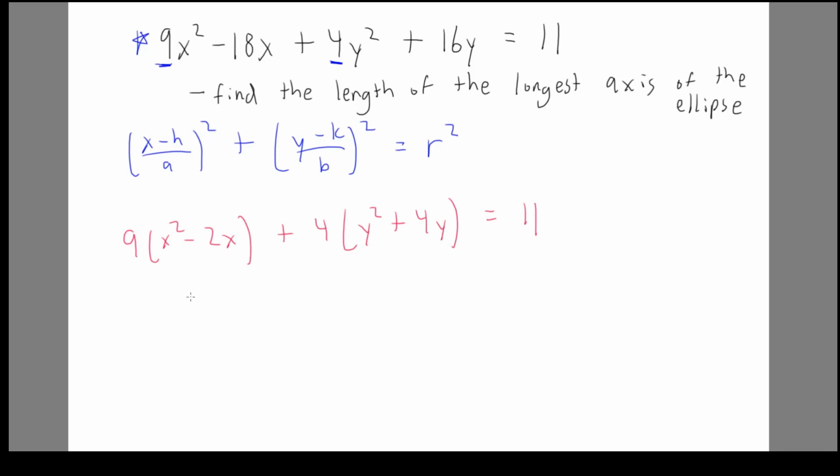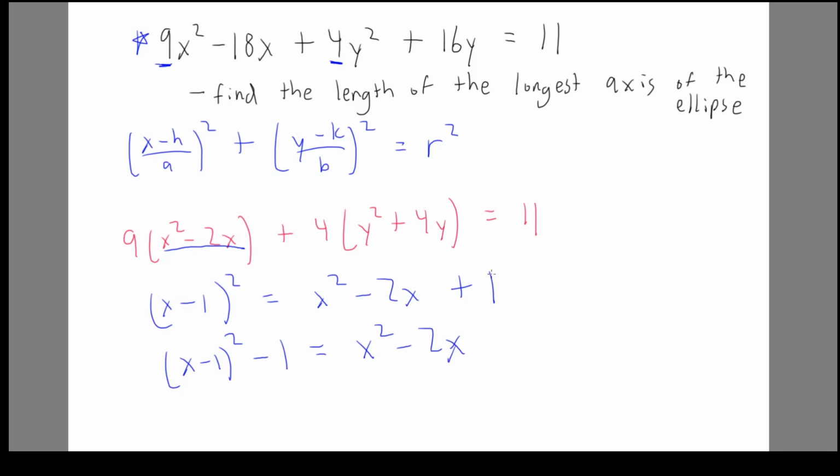Okay, so at this point, since we have x squared minus 2x, we know that we can complete the square to make that x minus 1 squared. So x minus 1 squared is the same thing as x squared minus 2x plus 1. But we have an x squared minus 2x here, so that's what we want to have. So let's subtract 1 from both sides of this equation. In that case, we get x minus 1 squared minus 1 is equal to x squared minus 2x. So all I did was just subtract 1 from both sides.